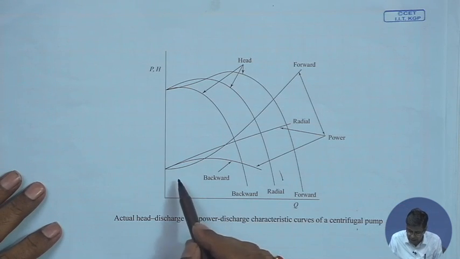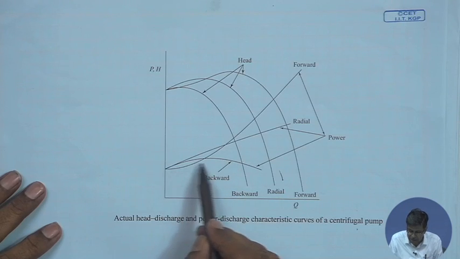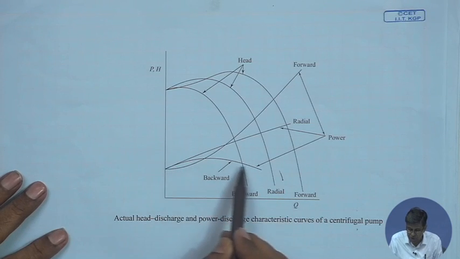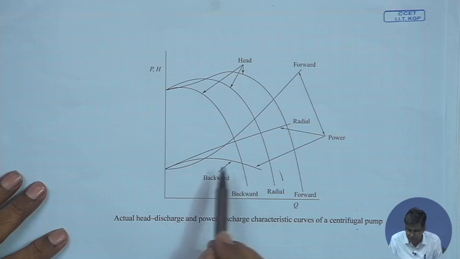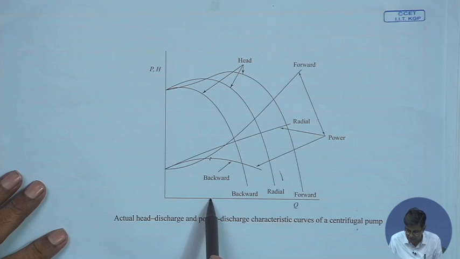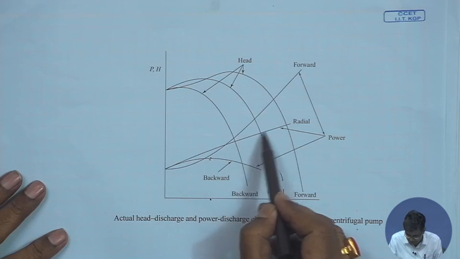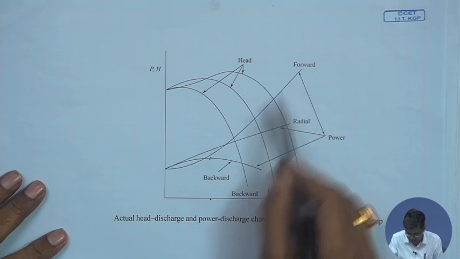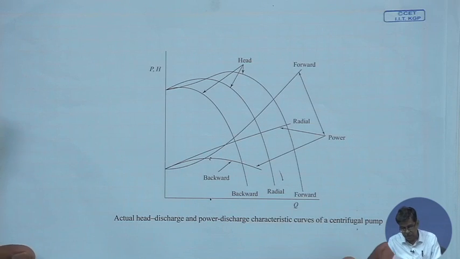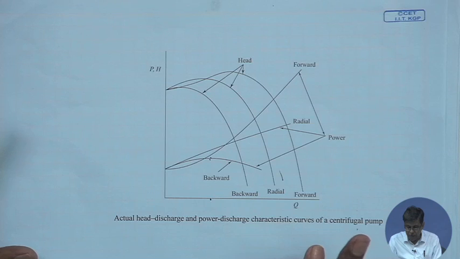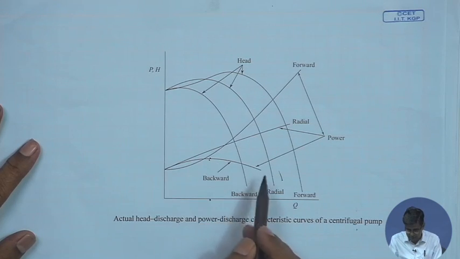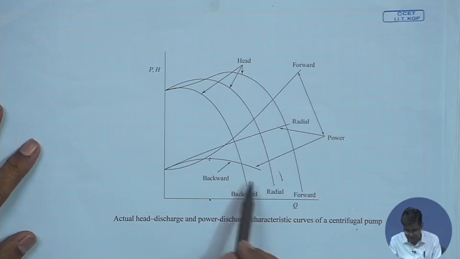And along with these curves, the power versus discharge is also shown like this. This is for a backward facing blade, which is very important and has a maximum at a particular flow rate, which is typically the design flow rate, and for the other two, the radial and the forward facing blade, the power monotonically increases with Q. So it is very important to explain this power discharge and head discharge characteristics to know why the backward facing impeller blade is useful and important in practice.